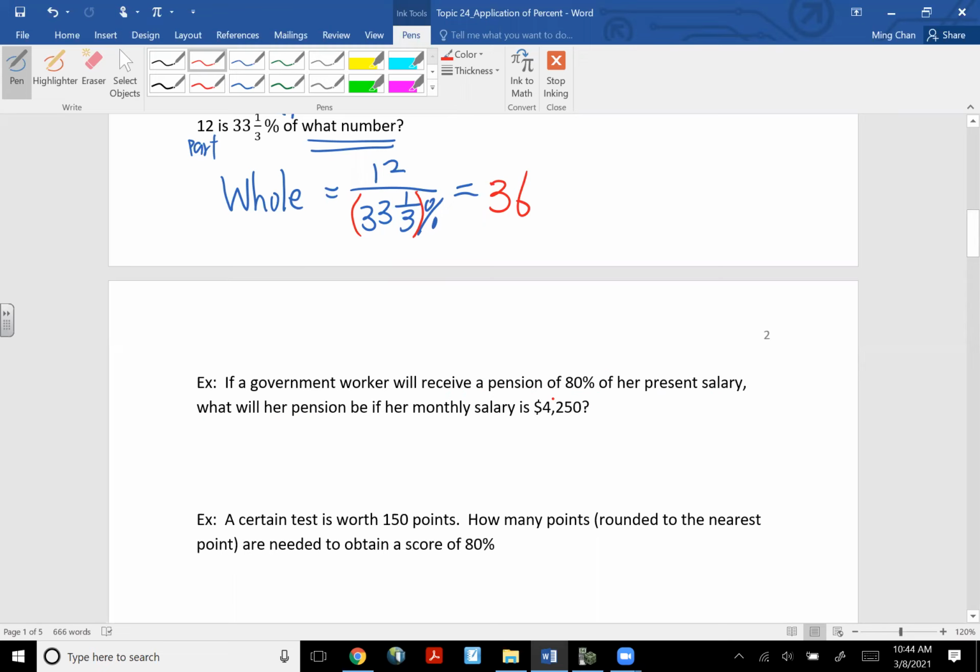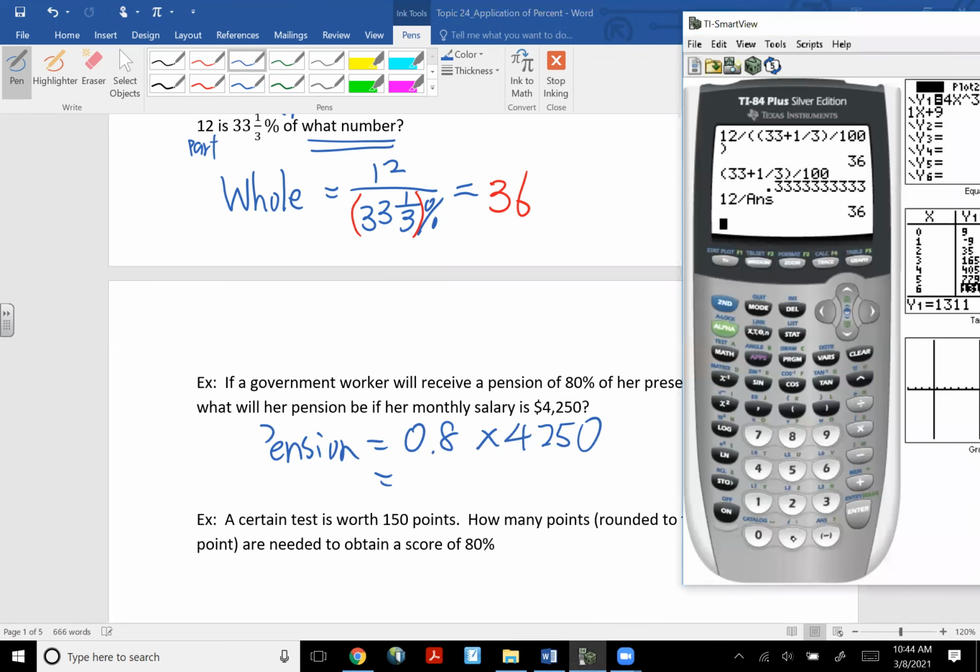Okay, so looking for a pension, her pension got to be part of what she was making, right? Since people retire, they cannot draw 100% of what they were making. They can only draw part of what they were making. So the pension got to be the part. So part is equal to percent. 80% is 0.8 times the whole monthly salary, 4250. So her pension is only part of that 4250 she can actually draw. So 0.8 times 4250. So her pension, being a part of the 4250, is $3,400.